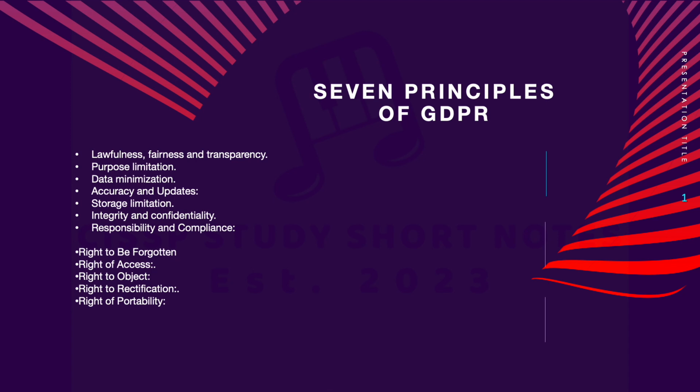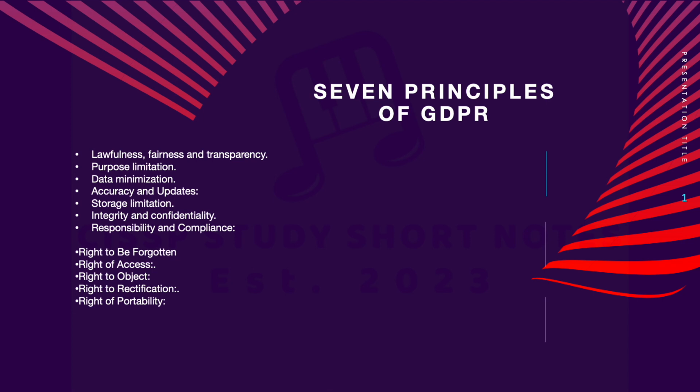4. Accuracy and updates. Organizations must maintain accurate data and update it when needed. Your right to ensure your information is correct. 5. Storage limitation. Data shouldn't be held longer than required for its purpose. Say goodbye when it's served its time. 6. Integrity and confidentiality. Robust protection measures must be in place to keep your personal data secure and shielded from unauthorized access. 7. Responsibility and compliance. Those collecting data must ensure they comply with GDPR regulations. Responsibility is key in safeguarding your information.